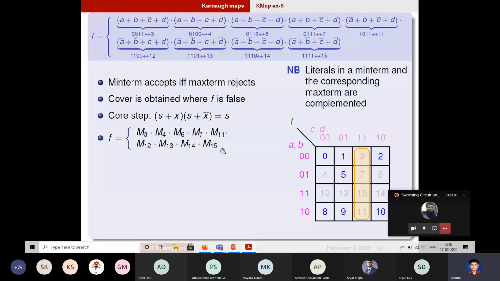Now let me do some simple transformations. By De Morgan's law, f bar is this. I have put a bar over the max terms, replaced the product by the sum, and I have the bar over f because of De Morgan's law.